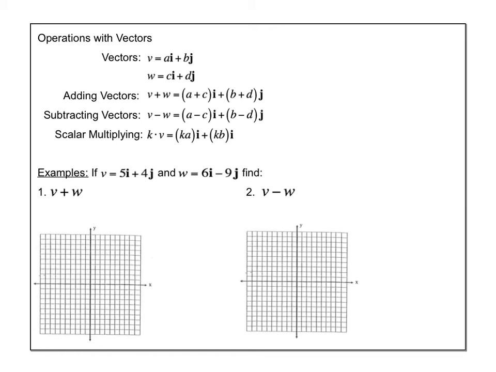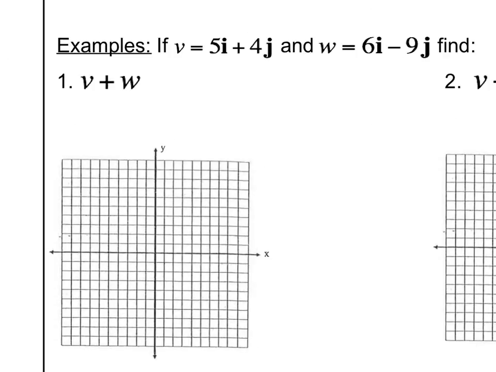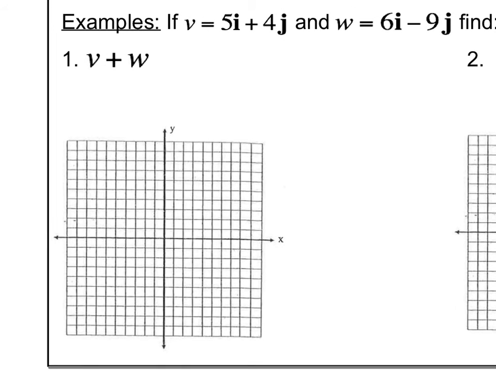So the first one, I'm going to graph it just to show you that this really is the answer. So I'm going to graph V. V is over 5, up 4. So this would be the V vector. And then W, if I went from there and added on W, W would be over 6. So I'm going to have to go over 6 from there.